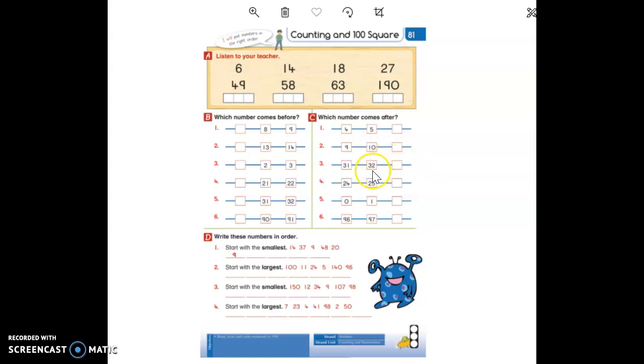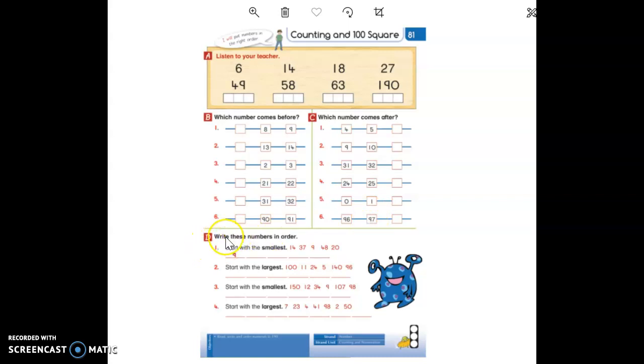What number comes after 32? What number comes after 25? What number comes after 1? And what number comes after 97?